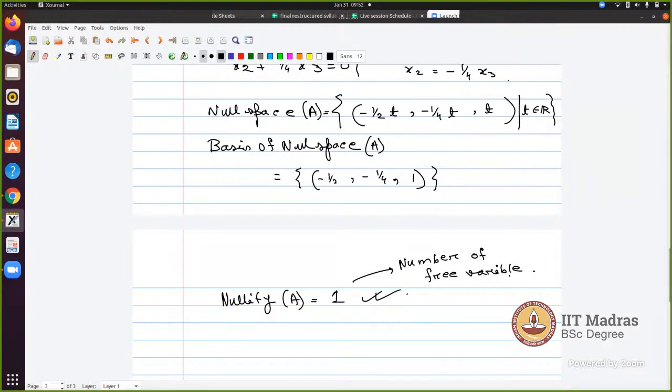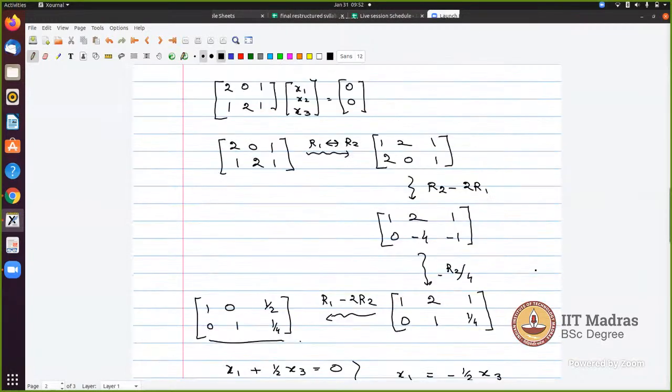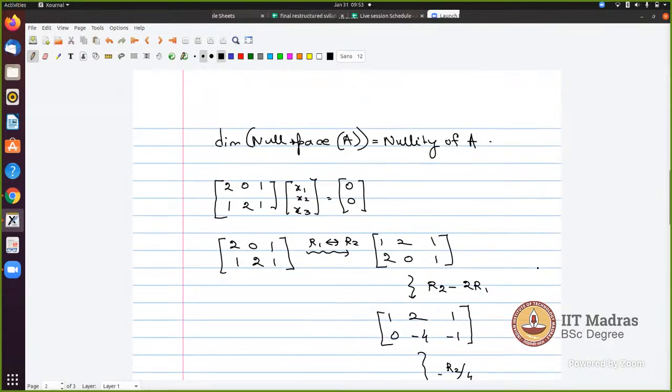Why is it happening? So what we are doing here is finding the solution of the system of linear equations, because that is the definition of null space: Ax equal to 0. So basically it is the solution of the homogeneous system of equations where A is treated as the coefficient matrix. Correct? Till this step it is clear? Yes, sir.